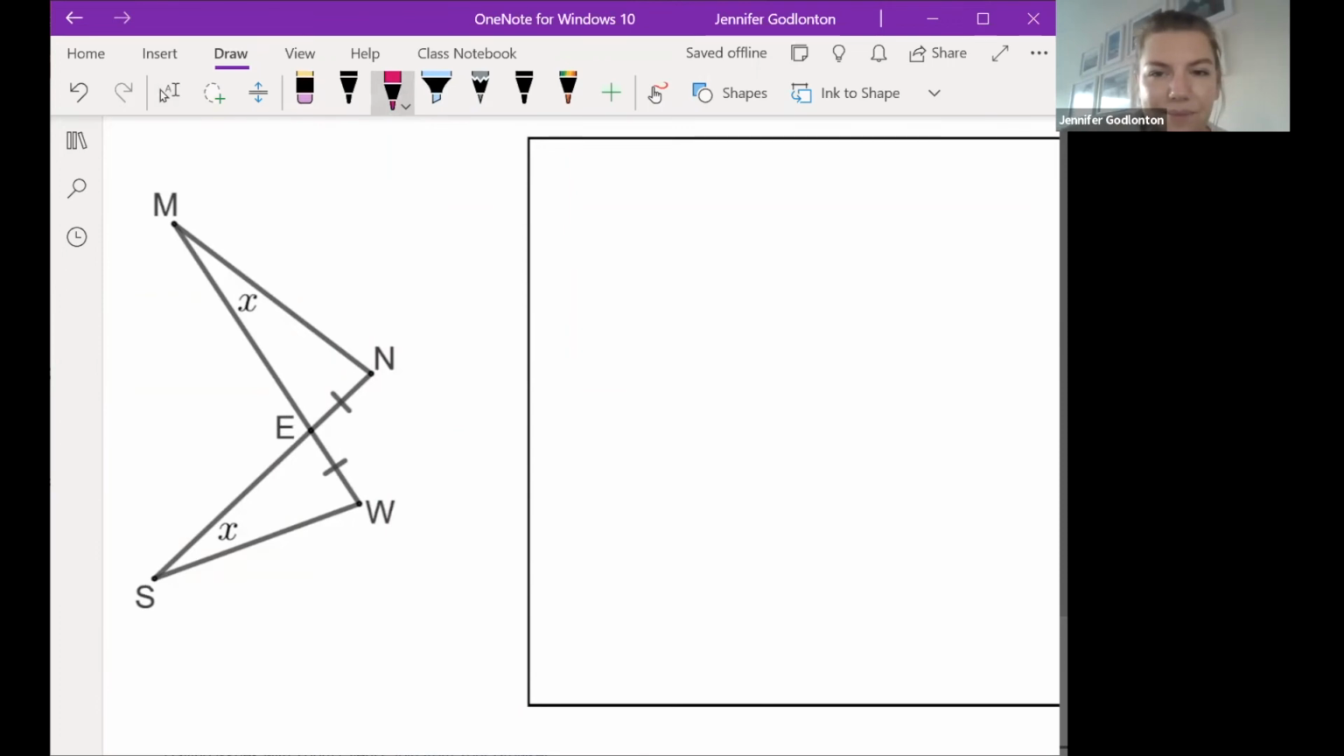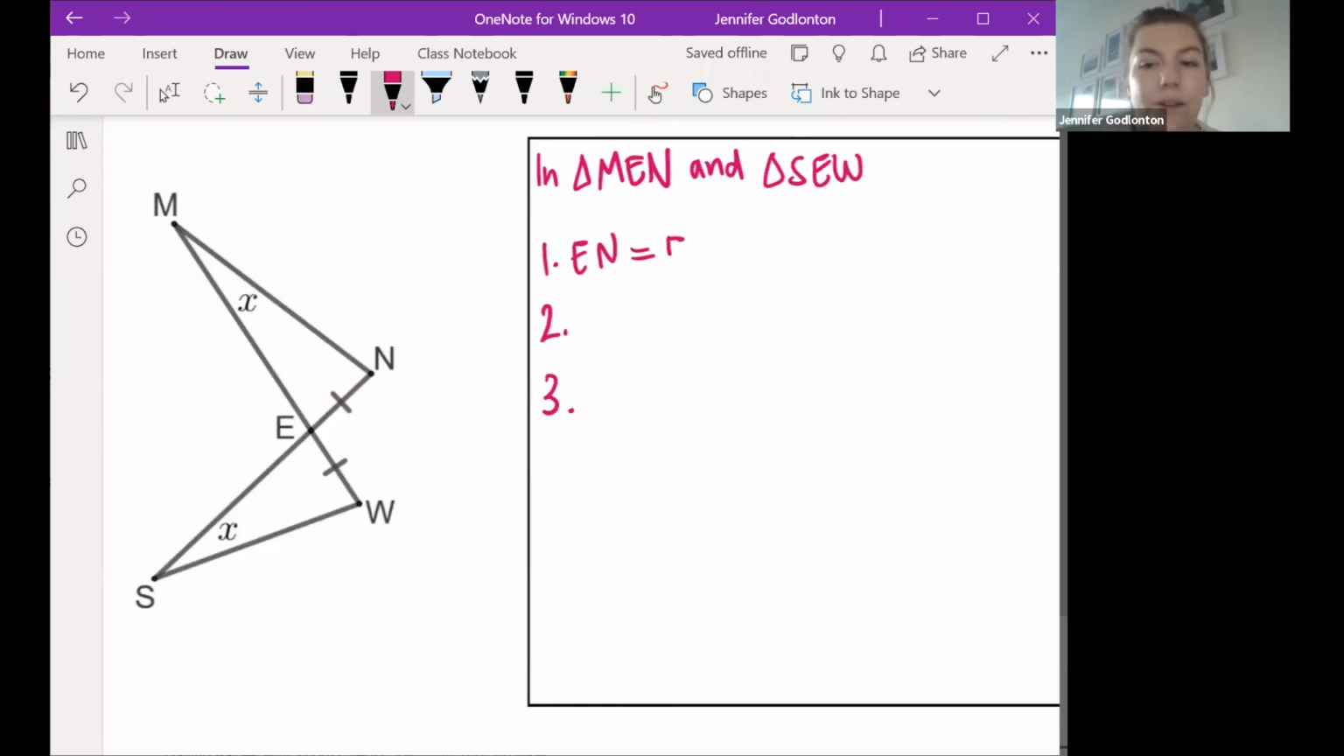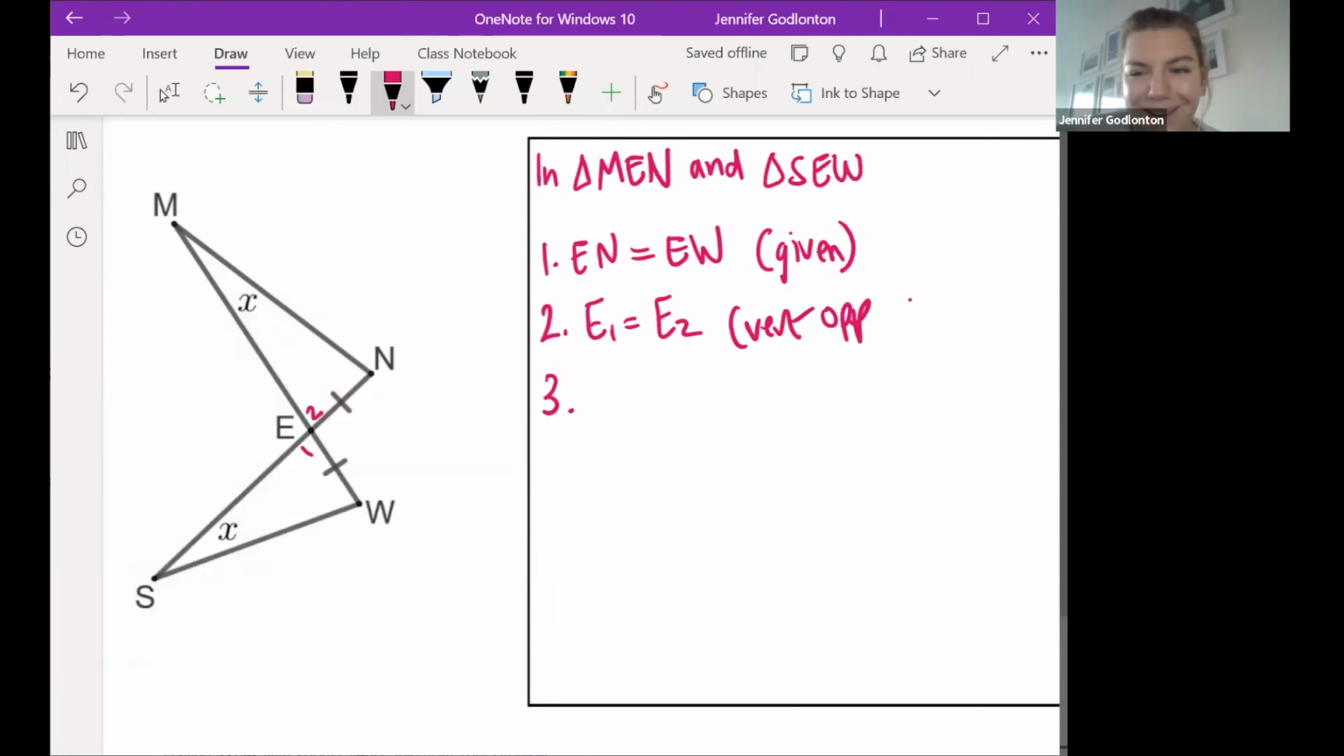So triangle MEN equals to, oh, hold on, triangle SEW. And triangle SEW. Okay. Reason number one is EN is equals to EW. Good. And that's given. Good. And then I said E1 equals to E2 because of vertically opposite angles. Good. And then I don't know the others because I can see these X's there, but yeah, that's all I have.